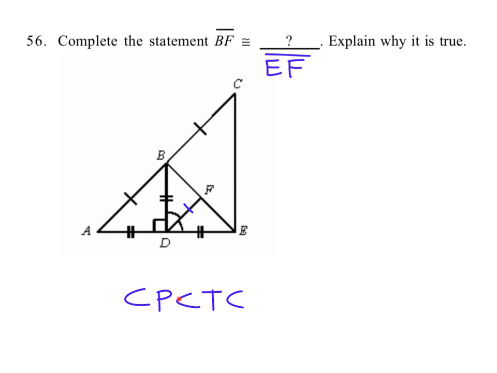which states that corresponding parts of congruent triangles are congruent. Meaning, if we can establish that the triangles are congruent, then their corresponding parts, and this side corresponds with this side, will also be congruent. So I know that this is congruent to this, and I can even put triple segment marks on there to show that it is congruent to that.